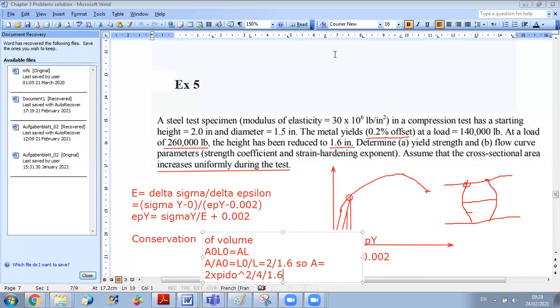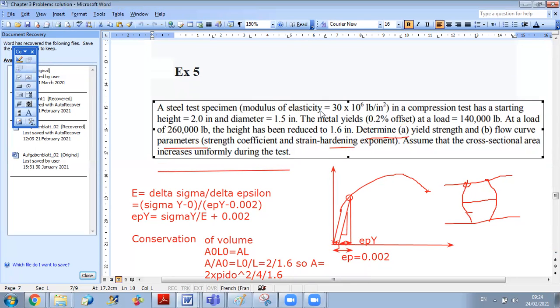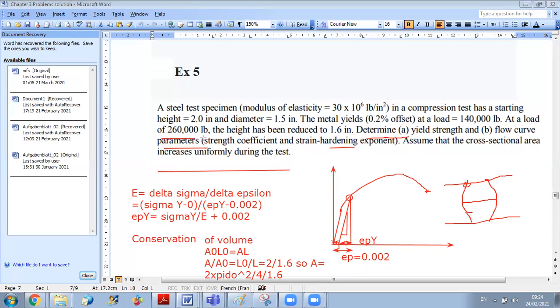The true stress at this point: once I find this area, all I have to do is divide the force, which at this point is 260,000 lb, by the corresponding area. The next step is to find the strength coefficient and the strain hardening exponent. I found the true stress at this point, but I still need to find the true strain.